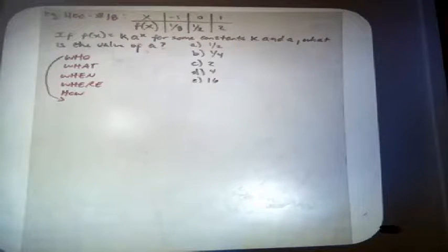Alright, so let's start by asking our who, what, when, where, and how questions. We're going to ask the who question last. That's why I drew that little arrow there, pointing towards the bottom of our list of these 5 questions here. So let's start by asking the what question.